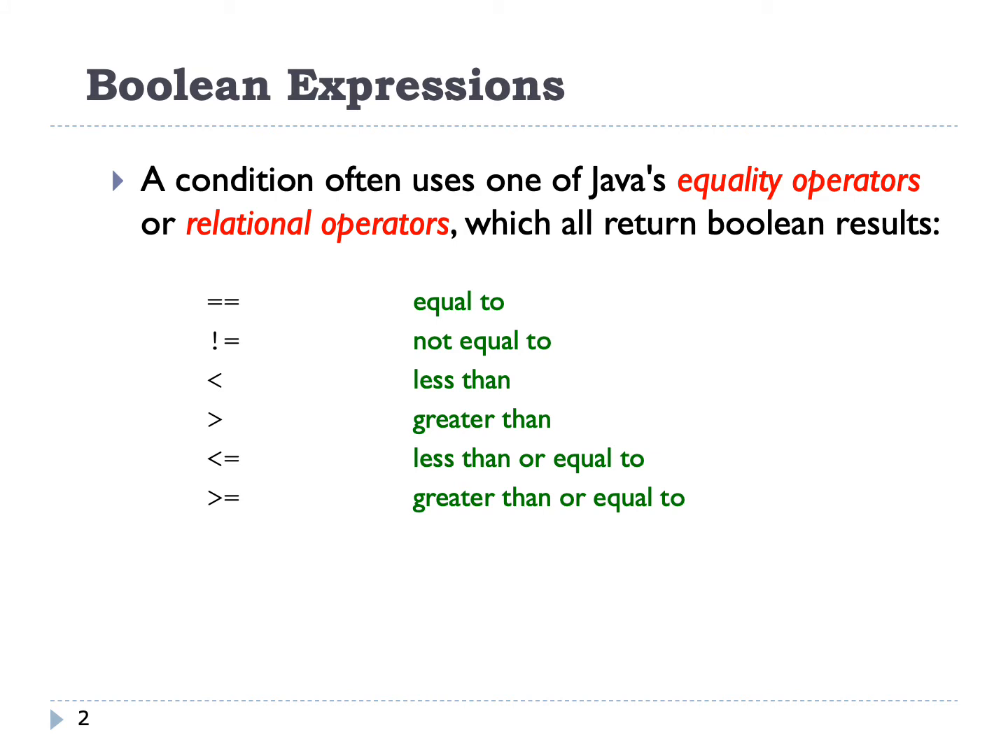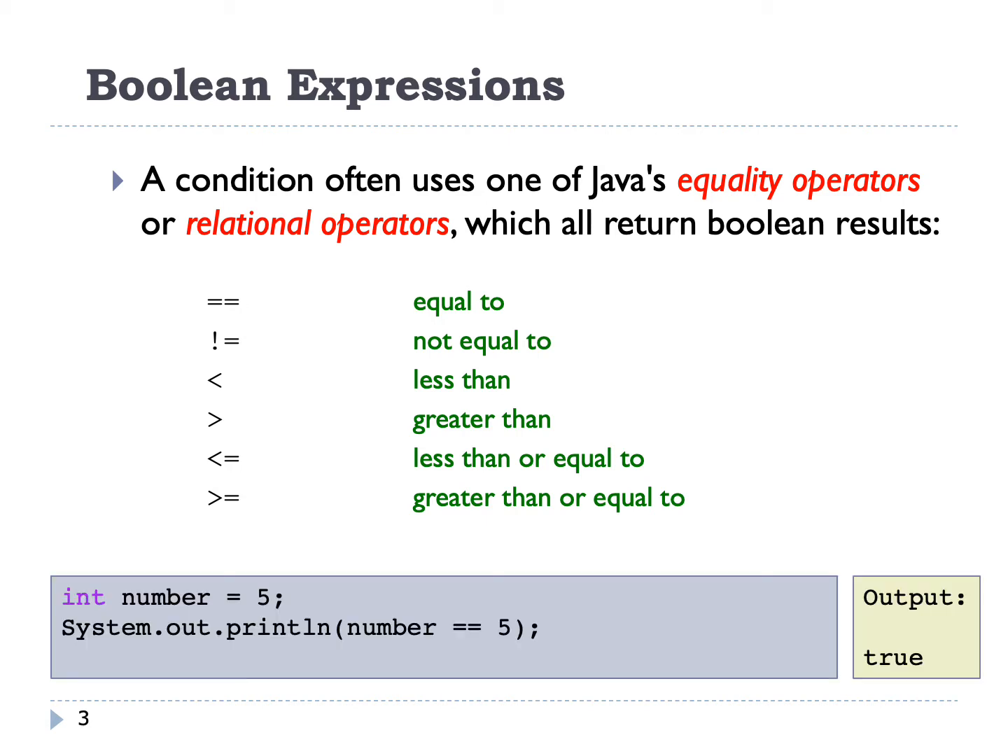Boolean expressions. A condition often uses one of Java's equality operators or relational operators, which all return Boolean results. We have seen the equal to that we use in the condition by writing double equal sign. Let's look at each of these. The first one is the double equal symbols, that means equal to. It can compare numbers or expressions.